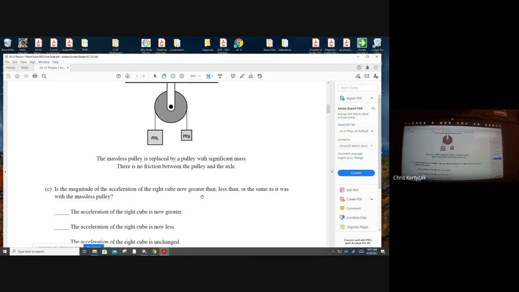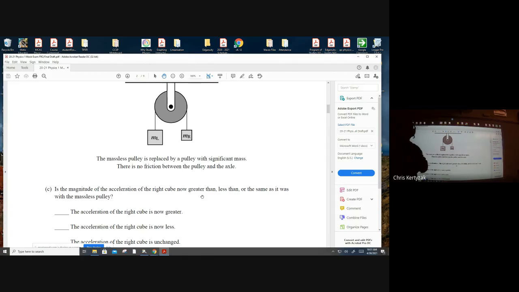Acceleration would be less. Or another way of looking at it is there's just more inertia. The system now has both regular linear inertia for m and m going up and down, but now it also has rotational inertia, right?